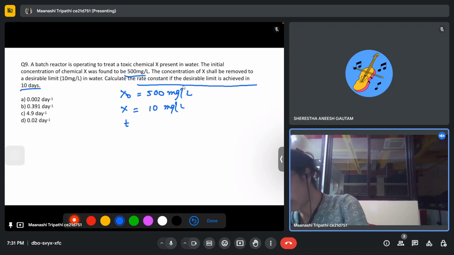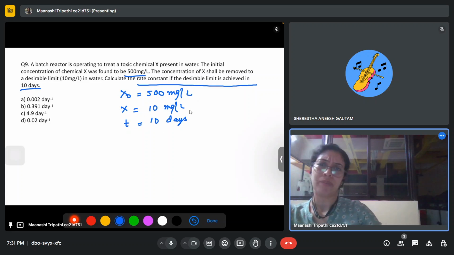Calculate the rate constant if the desirable limit is achieved in 10 days. So our time is 10 days. We need to find out the rate constant. Please try to solve this question. It's very simple. We will see the solution in a while.